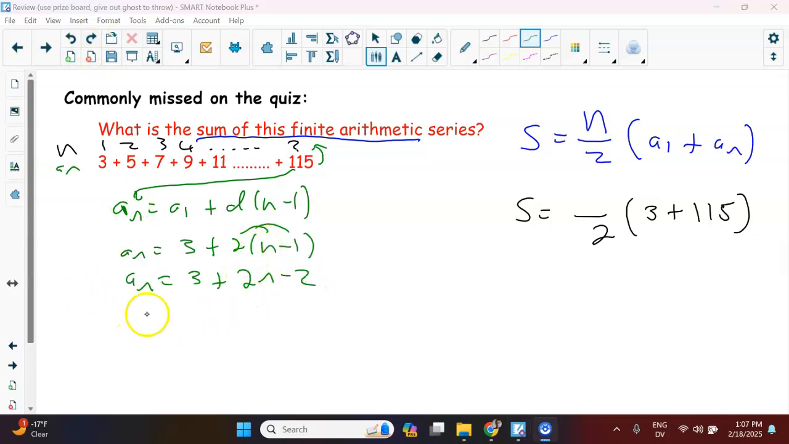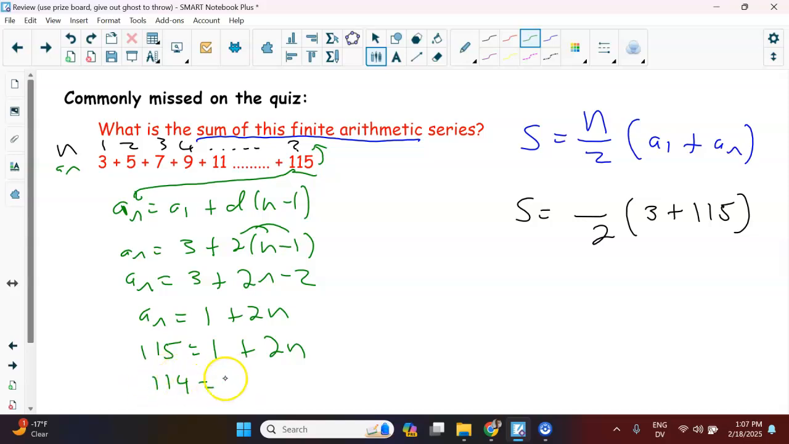2n minus 2, and then combine them. So 3 minus 2, so we'd have 1 plus 2n. And again, stick this 115 in as a_n. And we're going to solve it for its position n. So if we minus 1, we get 114. And then divide everything by 2, and I believe that should be 57. So that tells you this is the 57th number in the pattern.